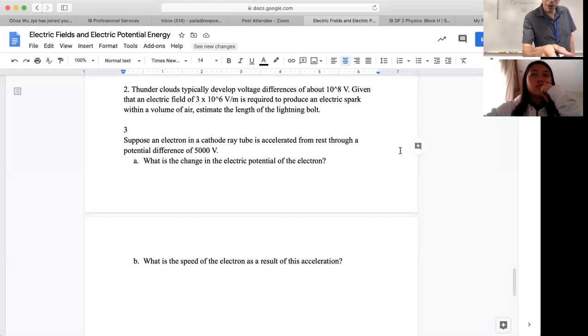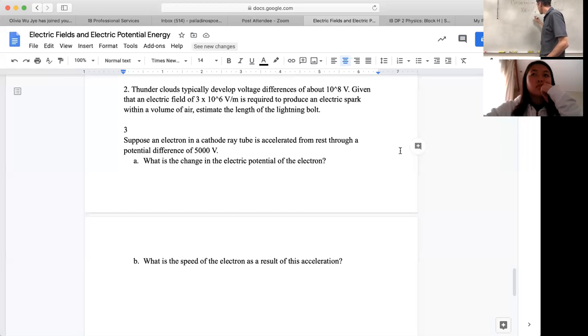So was it problem 3? It says an electron in a cathode ray tube is accelerated from rest through a potential difference of 5,000 volts. What is the change in the electric potential energy? Whenever you see electric potential, think electric potential energy, okay? Did you guys get this problem? Yeah? This was the one with the electron in the tunnel?